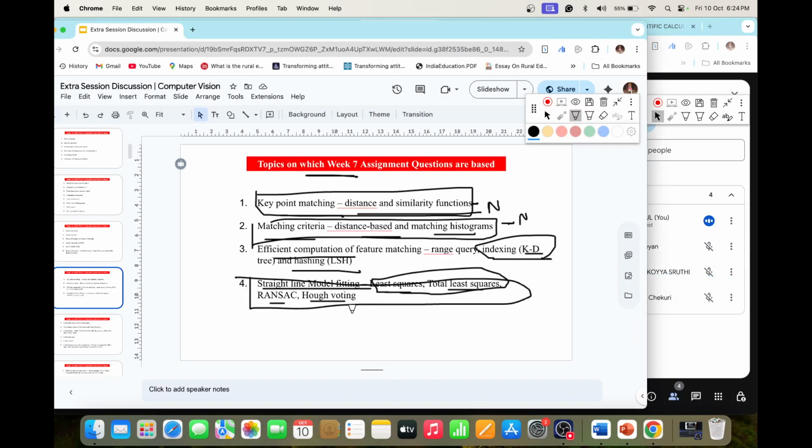Then we have RANSAC, that is random sample consensus, and then Hough voting. These are again conceptual, very simple numerical, but just see the concept. I have always given examples related to everything, so you can just see the slides that I have given you. I have discussed the theory, as well as wherever necessary I have given examples related to the concepts, so you can easily get all the concepts as well as numericals.